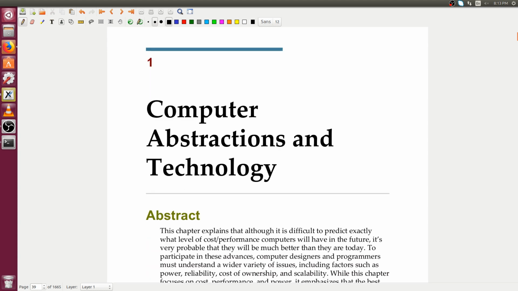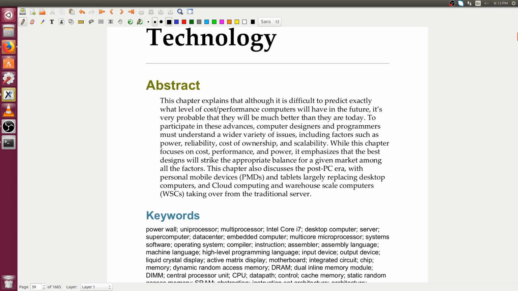All right, here we go. We're starting. We've made it. Computer, abstractions, and technology. So what are we going to do in this chapter? Let me get my cursor. We're going to look at some information on cost performance of computers. Let's make that a little bit bigger. They're going to be much better than they are today.